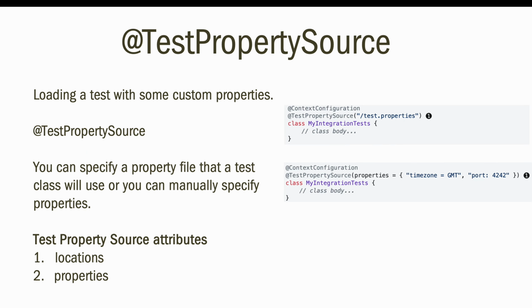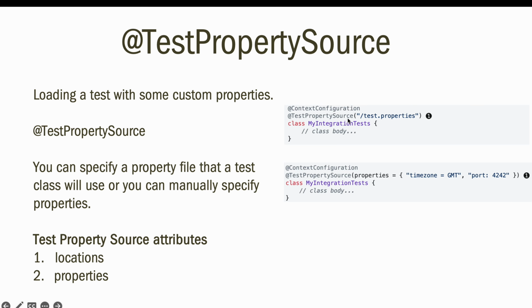So there are situations where you will need to load your test class with some custom properties. And for these properties, you can specify a property file, and that property file will contain some custom properties. Or you can manually specify your properties as an argument to the add property source.